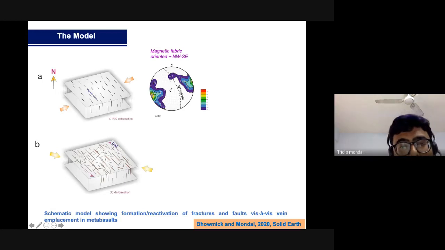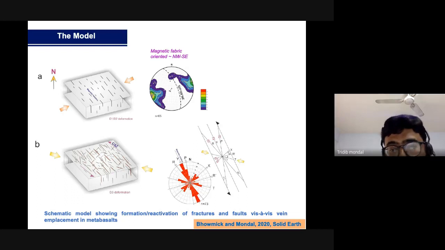And during D3 deformation or late D3 deformation, the Chitradurga shear zone evolved as a sinistral shear zone. As a result, the fractures, or the faults that formed as part of the radial shear system, and it may be noted that here we are getting dominance of the Y shear, which again coincides with the main magnetic foliation in that region.